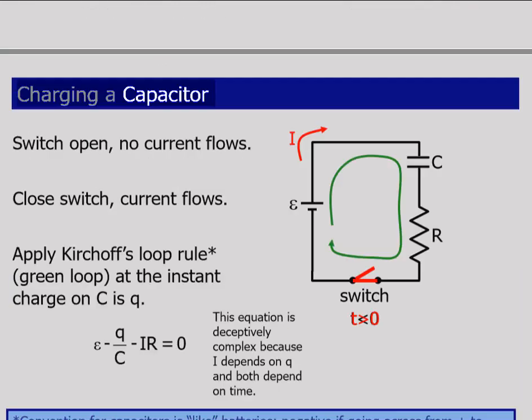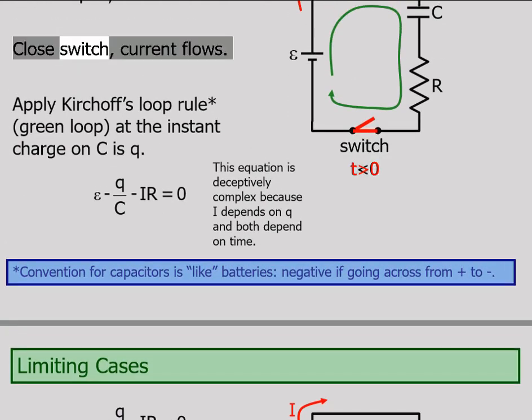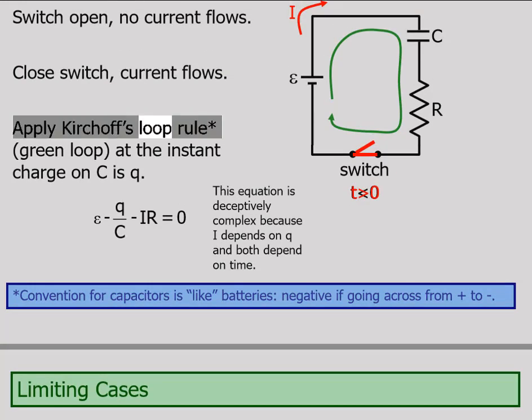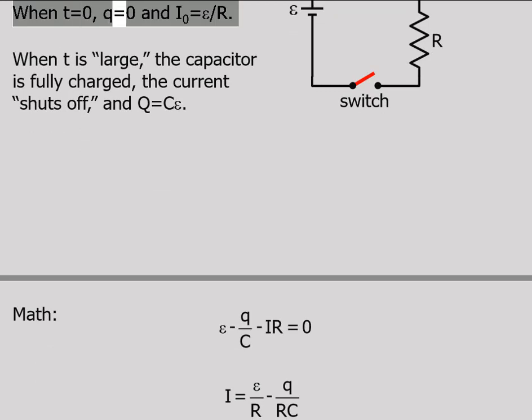Charging a capacitor. At t = 0, close the switch, current flows. Apply Kirchhoff's loop rule, green loop, at the instant the charge on C is Q. The convention for capacitors is like batteries: negative if going across from plus to minus. This equation is deceptively complex because I depends on Q and both depend on time. When t = 0, Q = 0 and I0 = ε/R.